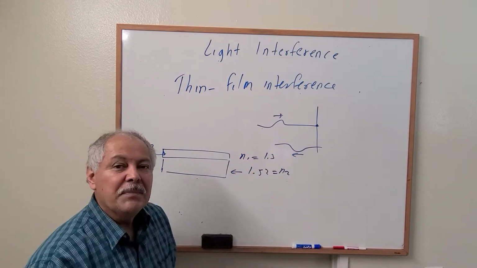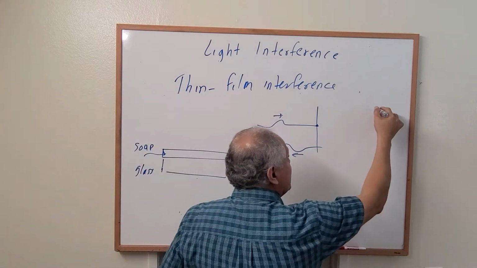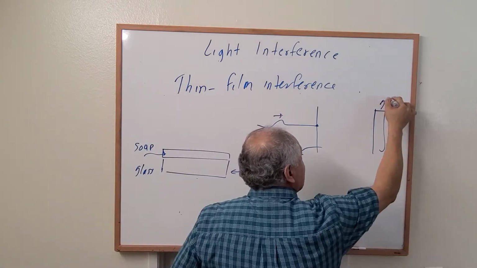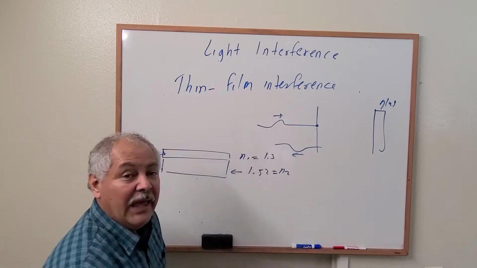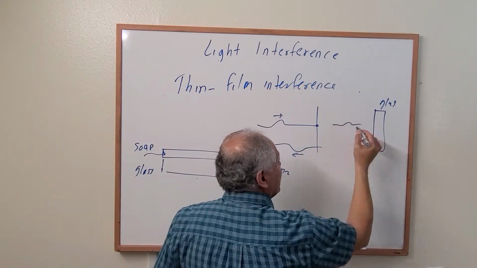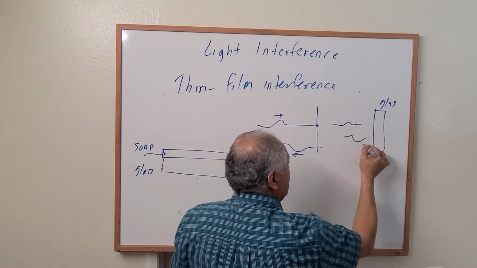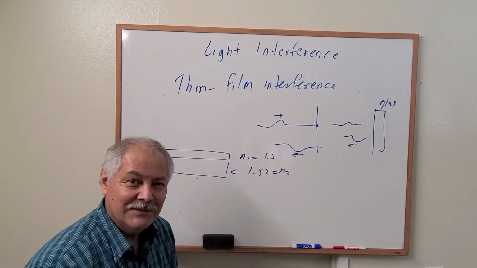The same condition happens to waves with light. If we have a medium right here, imagine it's glass, and we have air right here. If we have a pulse of light, how is it reflected? It's reflected upside down.